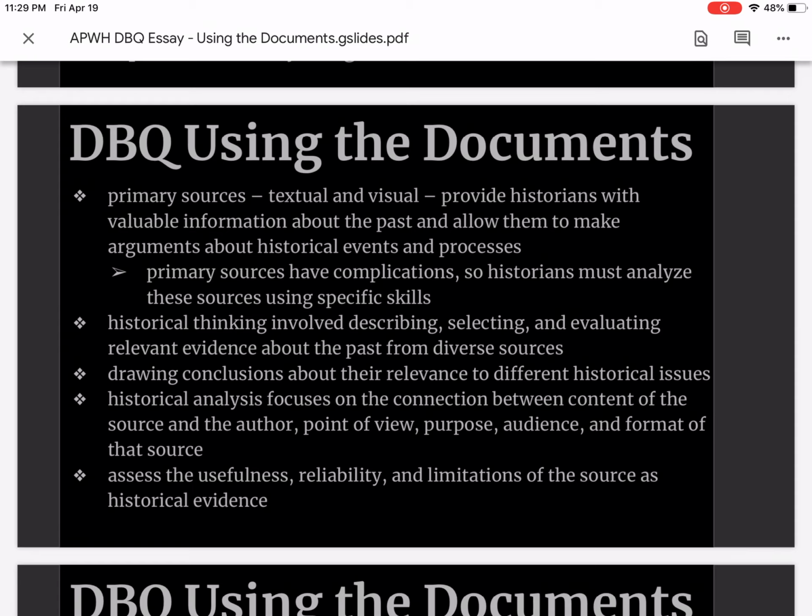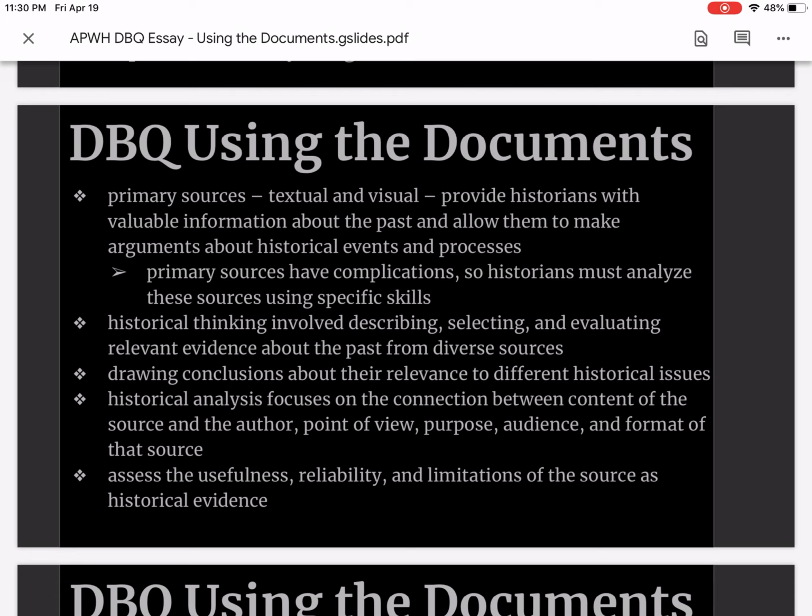Now, primary sources, they can be textual or visual, and this provides historians with valuable information about the past and allows them to make arguments about historical events and processes. And it's very important to understand that some primary sources are complicated. So historians must analyze these sources using specific skills. Historical thinking involves describing, selecting, and evaluating relevant evidence about the past from diverse sources, and drawing conclusions about the relevance of the source to different historical issues.